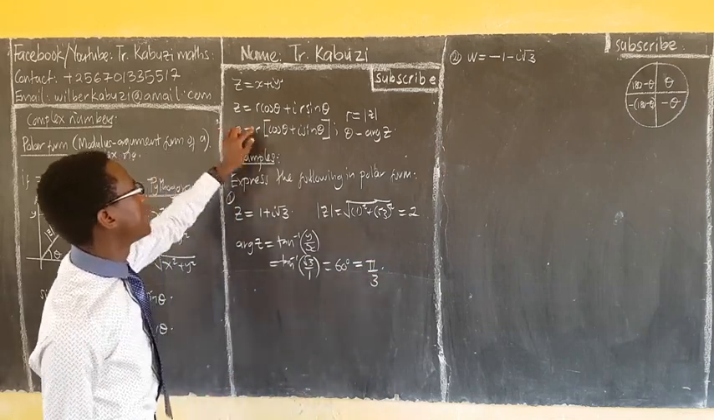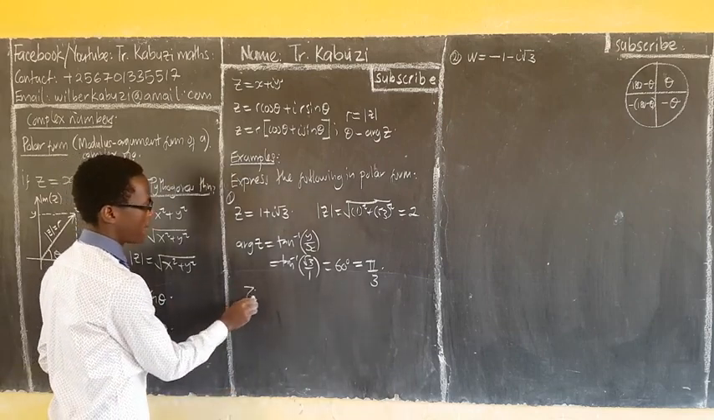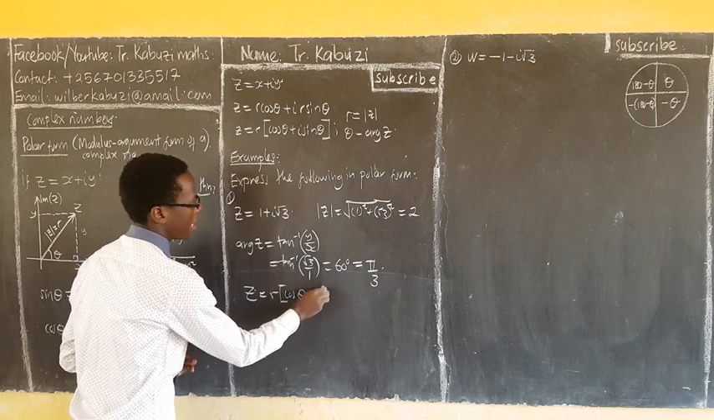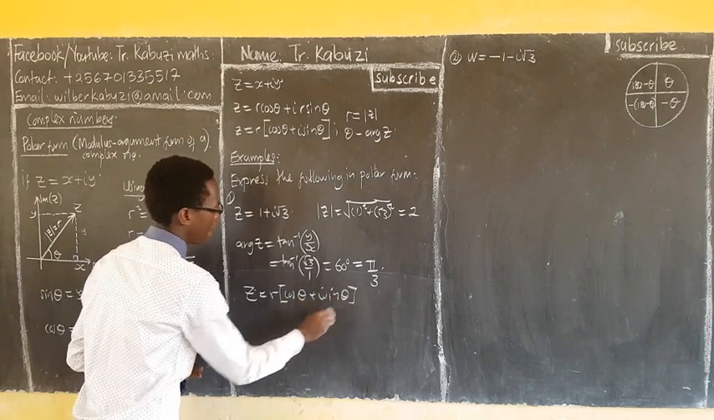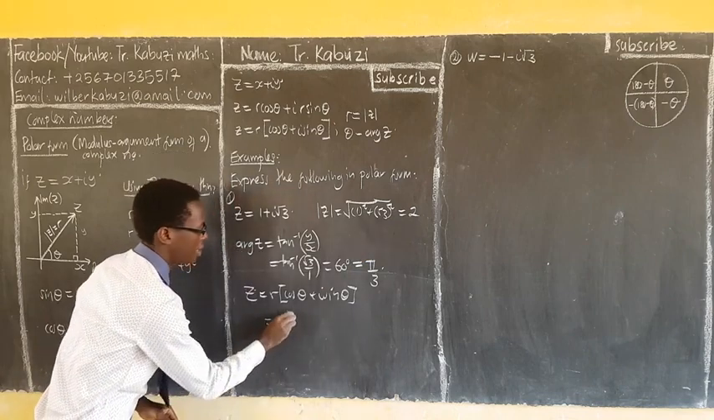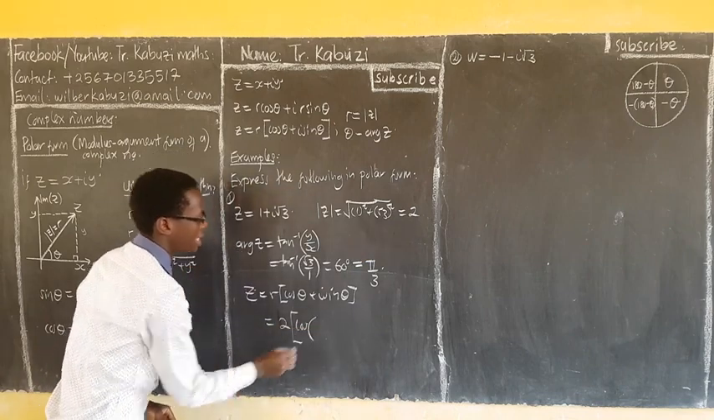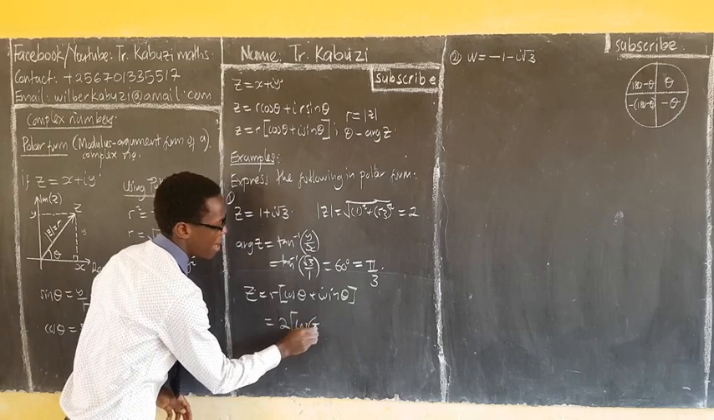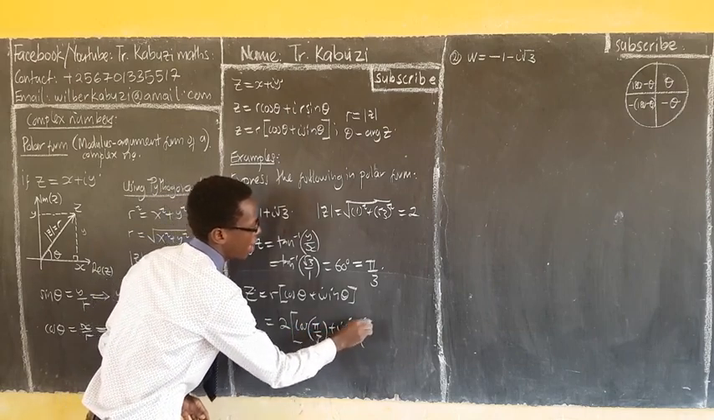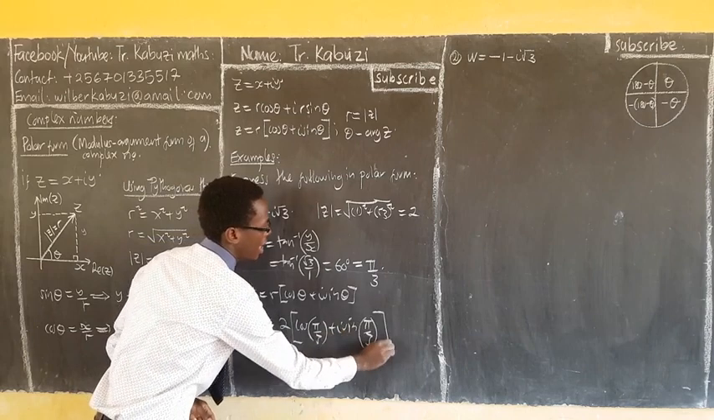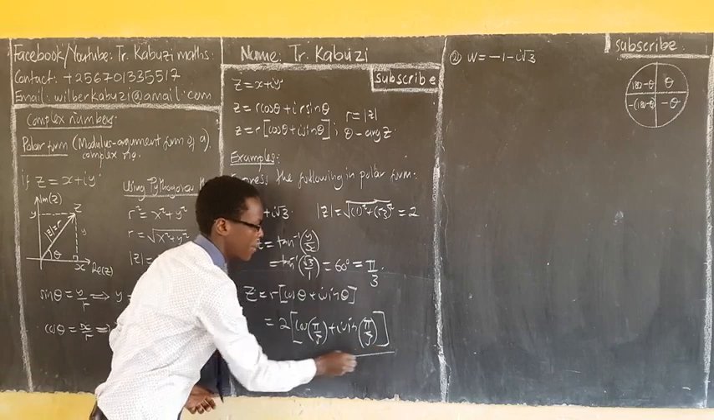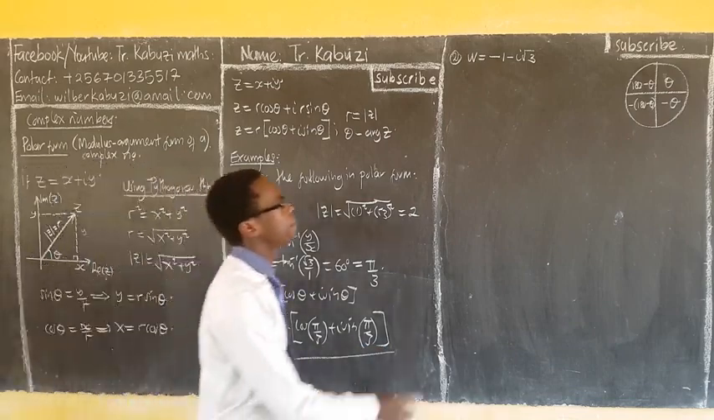So now, writing it in modulus form, my z will always be r into cos theta plus i sine theta. Your r here is 2 into cos theta, where theta is the argument. Our argument is pi over 3, then plus i sine of pi over 3. So this is the argument of z, and that's how you have expressed this number in modulus argument form.